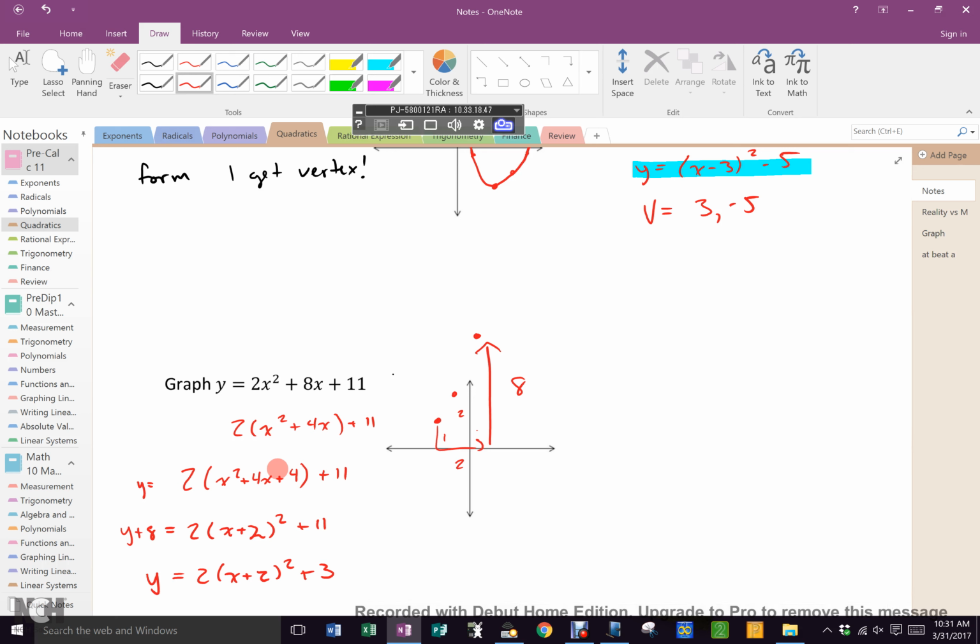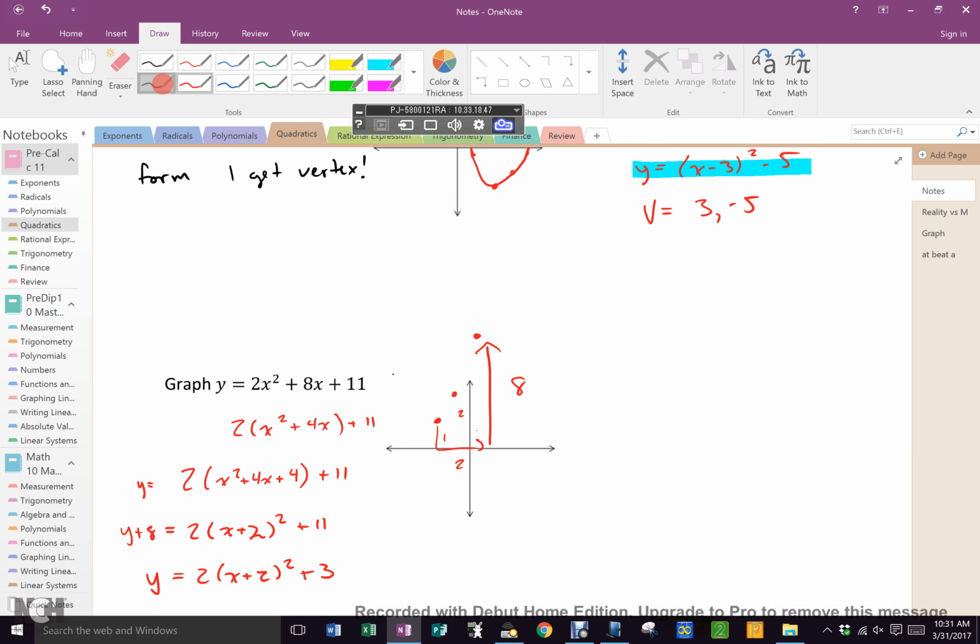When you first divided it by 2, why did you divide it by 2? I'm sorry? You know how you divided by 2 to make it x squared plus 4. Why would the 11 be divided by 2? Because it's not like 1. Oh, I see what you're saying.